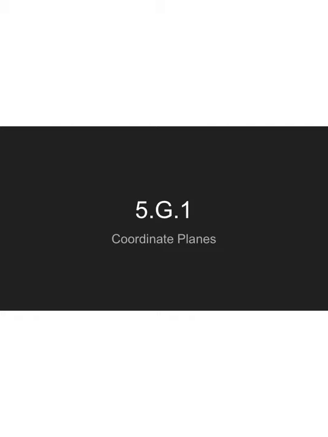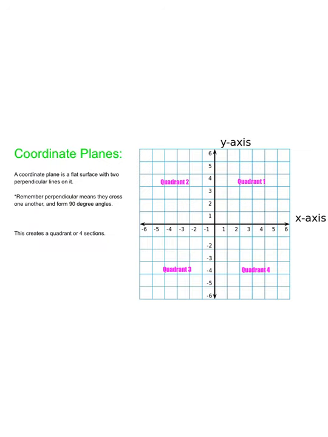All right, so this is just going to show you and remind you some things that you've learned about coordinate planes. So a coordinate plane is a flat surface, that's kind of what plane means, with two perpendicular lines on it. And remember, perpendicular means that they cross one another and form 90-degree angles. So we can see this line here, crossing this line here, and it forms a 90-degree angle. And remember, a 90-degree angle means that it's kind of an L-shaped corner. So you can see that each of these little corners actually look like L's.